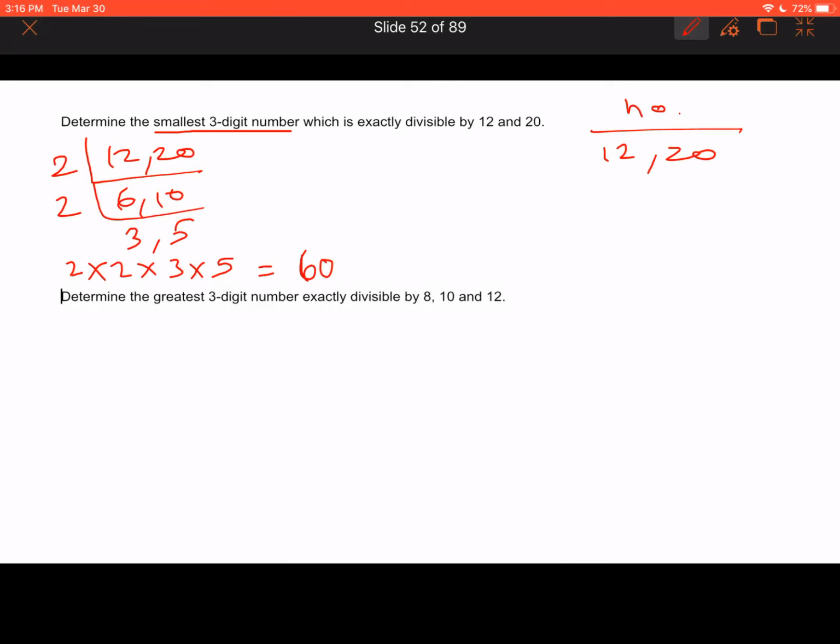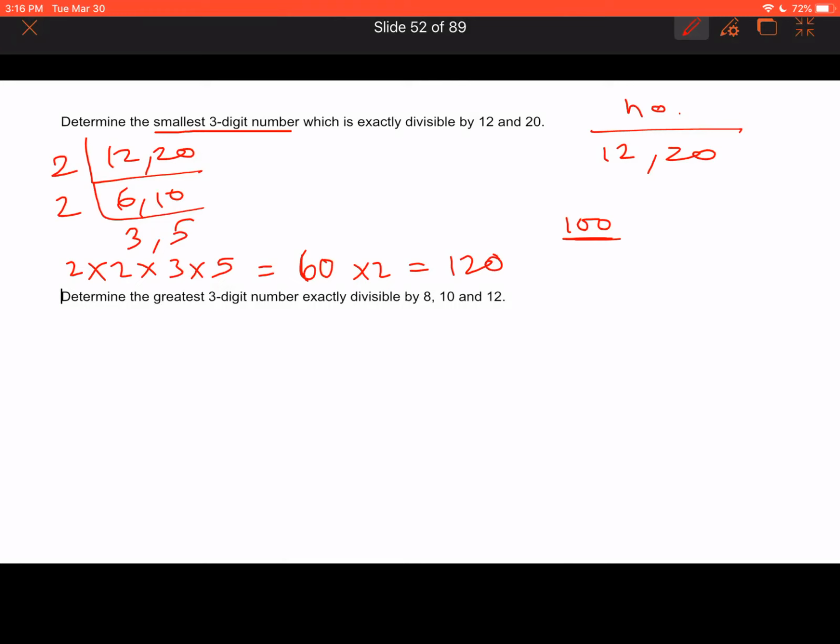So 60 times 2 is equal to 120. So 120 is a three-digit number. The smallest three-digit number we know is generally 100, so the next number is going to be 120, which is the smallest three-digit number which is divisible exactly by 12 and 20.